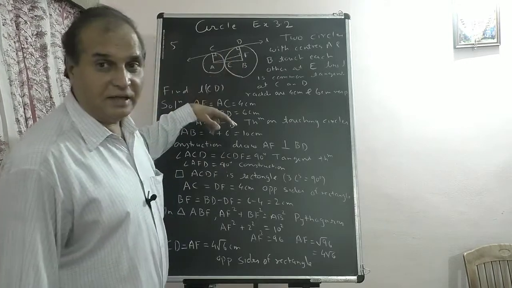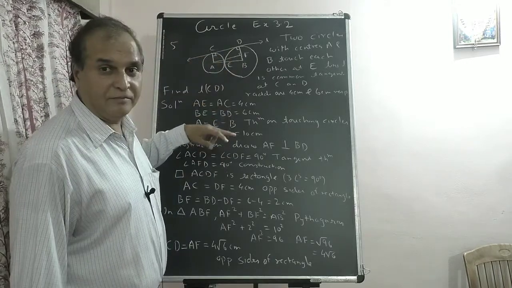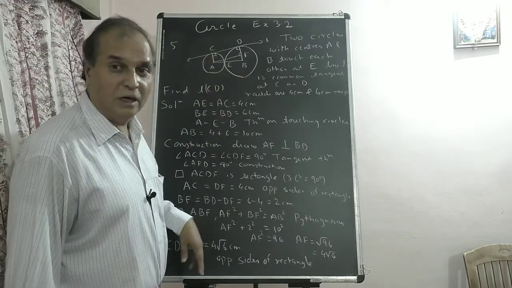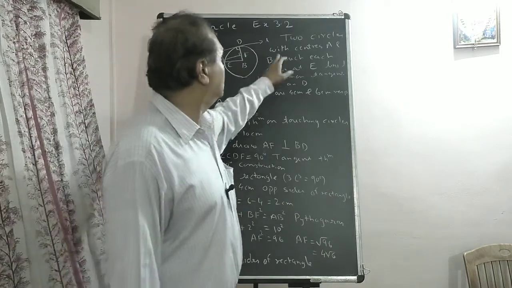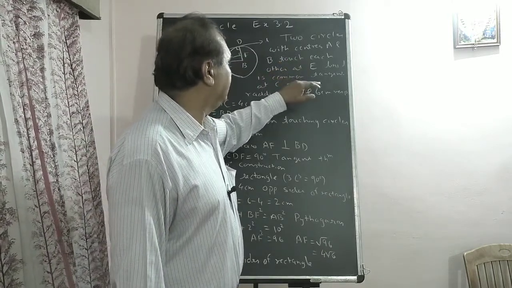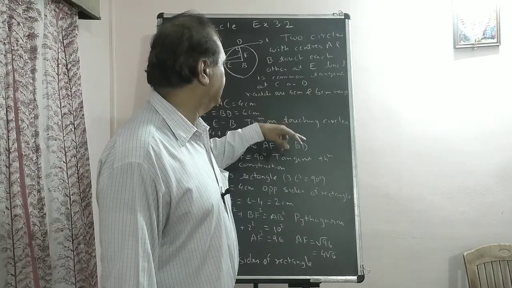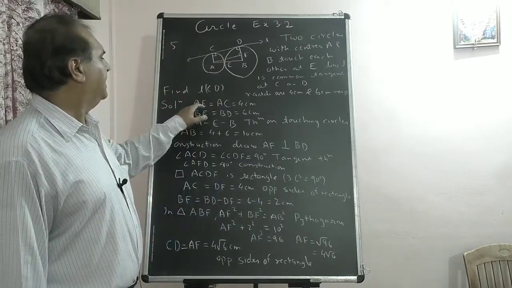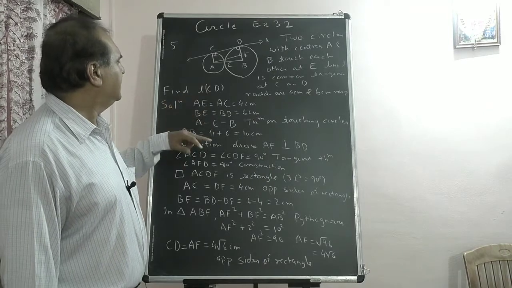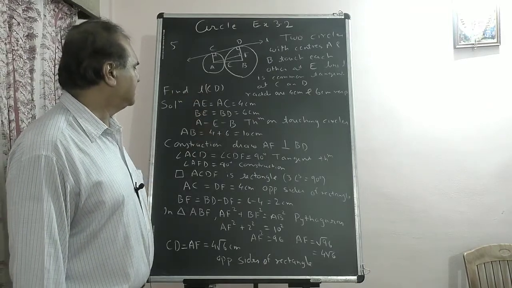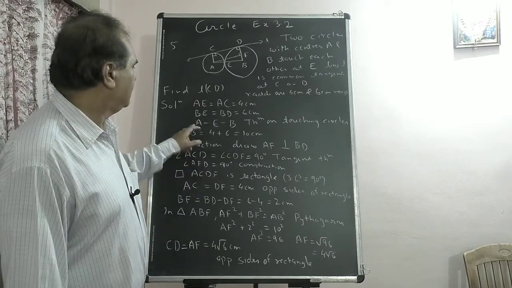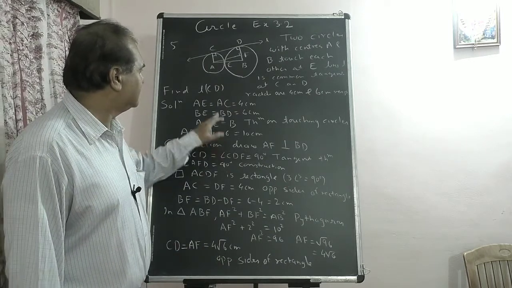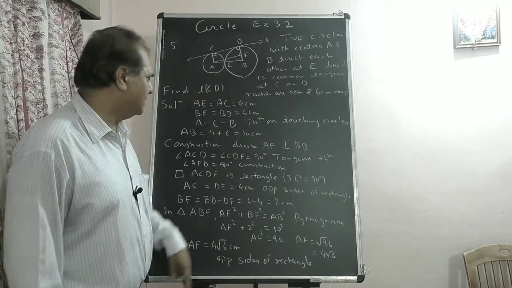Line L is a common tangent, a direct common tangent, touching at C and D. And you have to find this CD. AB, now you know, R1 plus R2, but how to find CD? Okay. Simple, don't worry. Two circles with centers A and B touch each other at E. Line L is a common tangent at C and D. Radii are 4 cm and 6 cm and 6 cm. So AE equals AC equals 4 cm. BE equals BD equals 6 cm, radii of the same circle are equal. So A-E-B, theorem on touching circles, we just saw. AB is 4 plus 6, R1 plus R2, 10 cm.